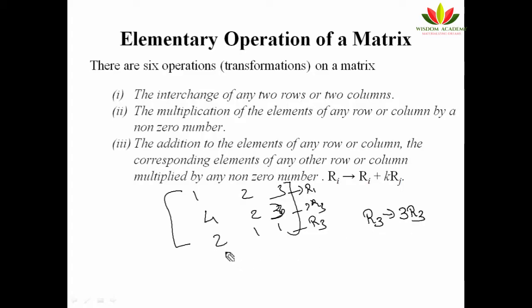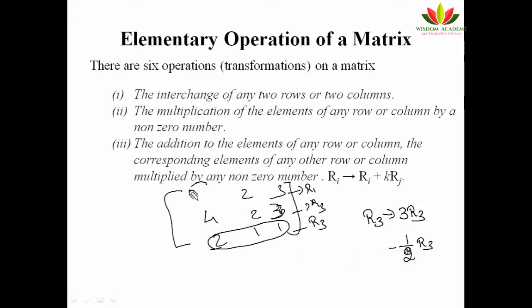I can write like this. That is what I am going to do: multiply this row by the number 3. It can be any number, even 1 by 3, 1 by 2, or minus 1 by 2. Any non-zero number, I should not multiply with 0. Any non-zero number I can multiply with any row.